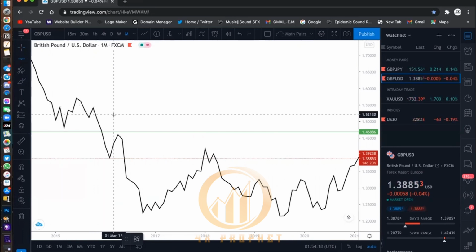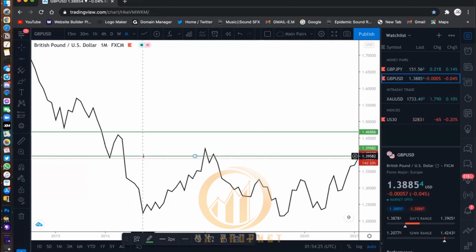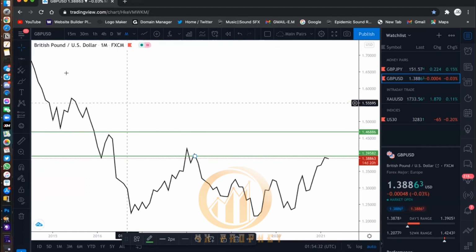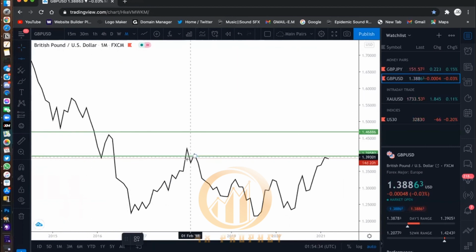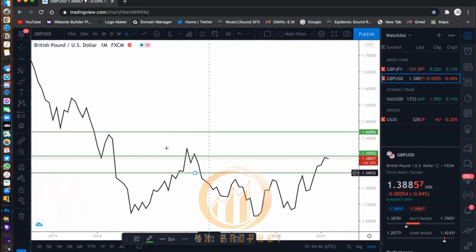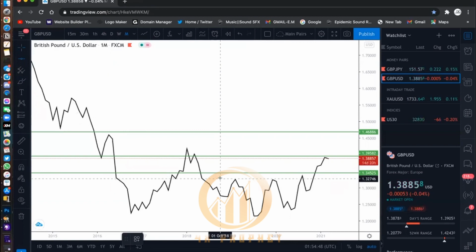Coming down, keep coming down. Right here would be considered an overlap. As you can see, price overlaps here and price overlaps over here. Coming down again, just looking for some more areas of indecision. Right here as well. Keep coming down, looking for some more areas of indecision.